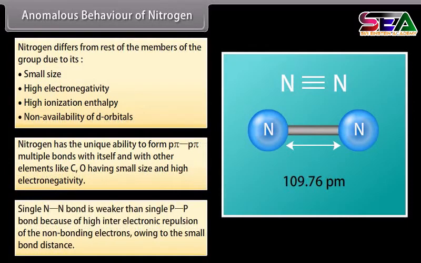A single nitrogen-nitrogen bond is weaker than a single phosphorus-phosphorus bond because of higher inter-electronic repulsion of the non-bonding electrons owing to the small bond distance.